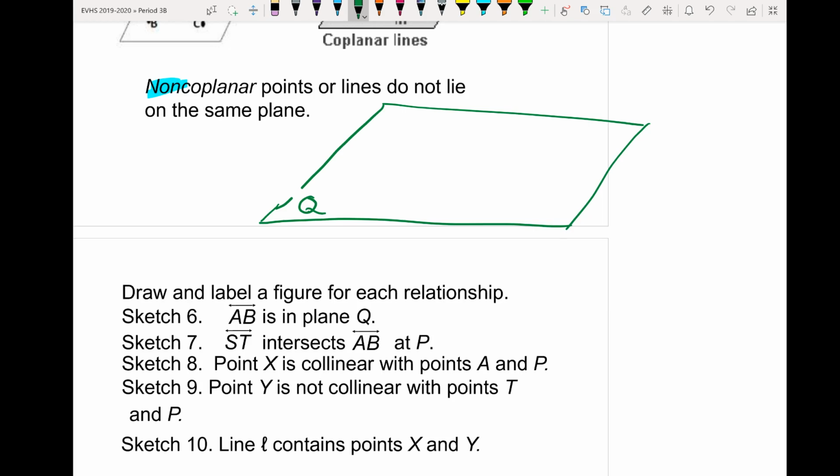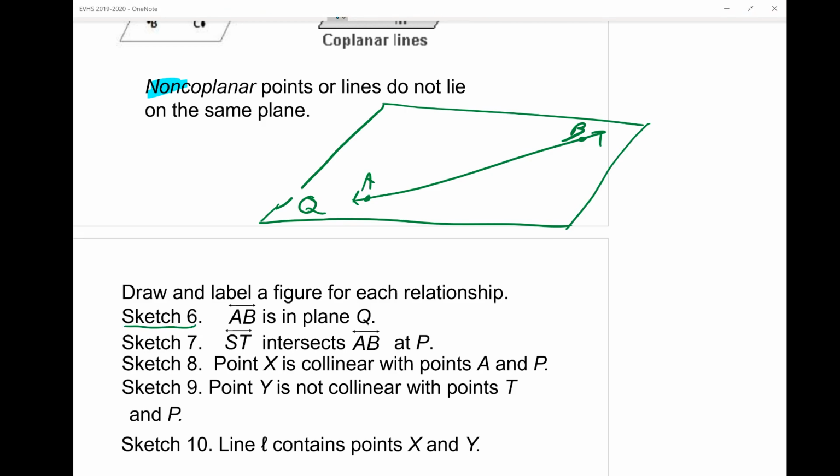And we got line AB on plane Q. I'm going to draw a line and put A and B. All right, and I'm going to label what colors I do these in for each sketch, just so you can see it when you need to.